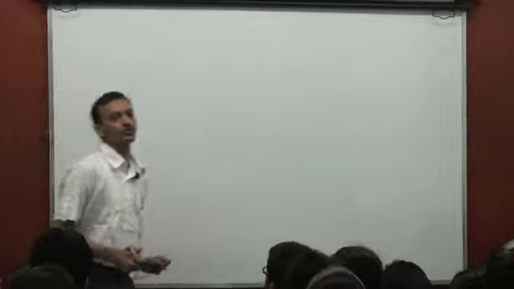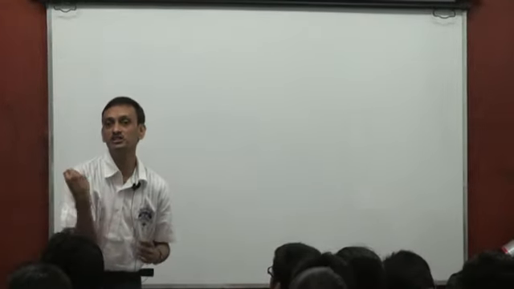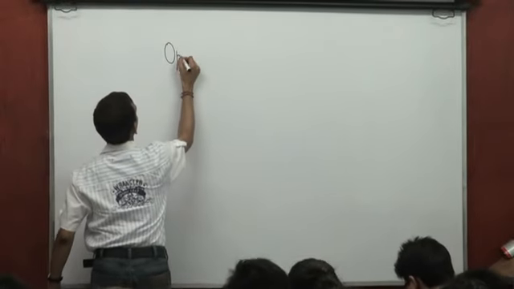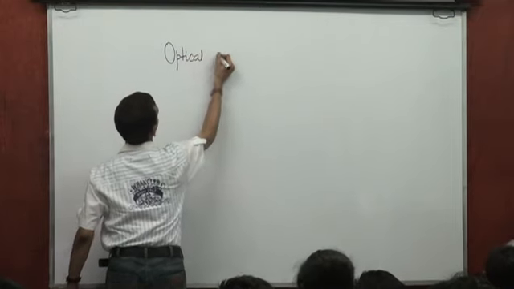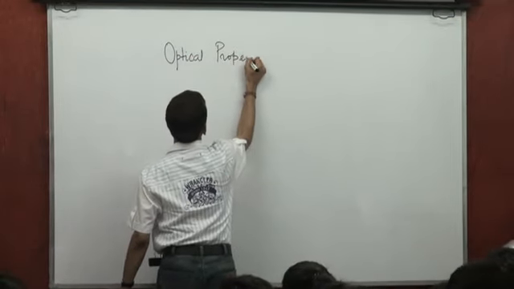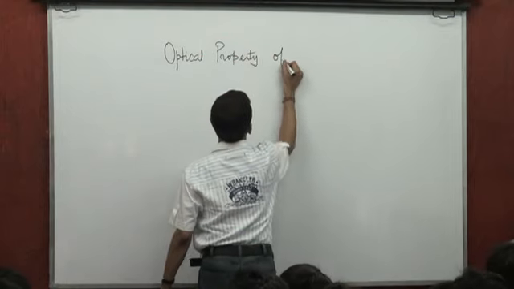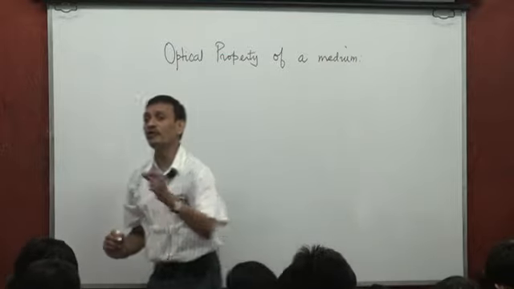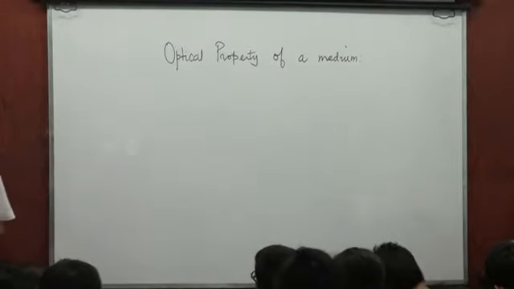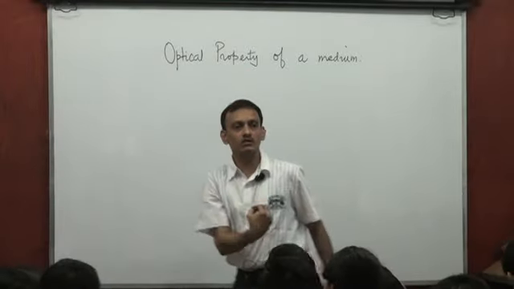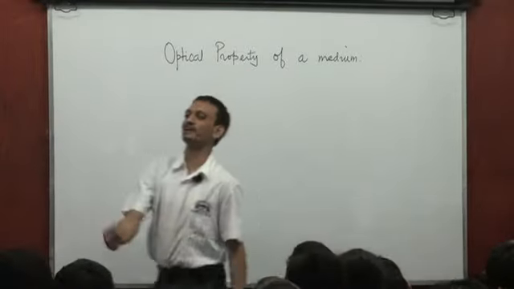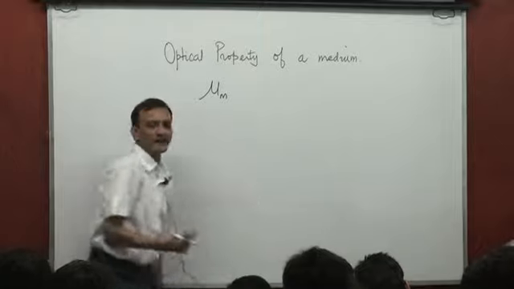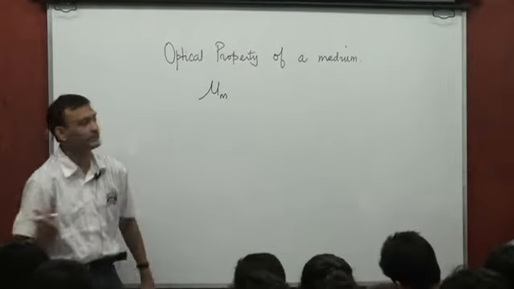So first of all, I want to define an optical property of a medium. In the context of optics, a medium is characterized by a property called the refractive index of the medium, mu m, which is the refractive index of a medium m.